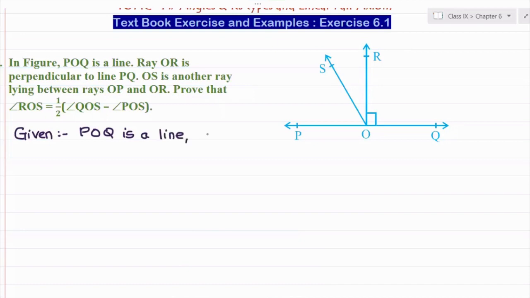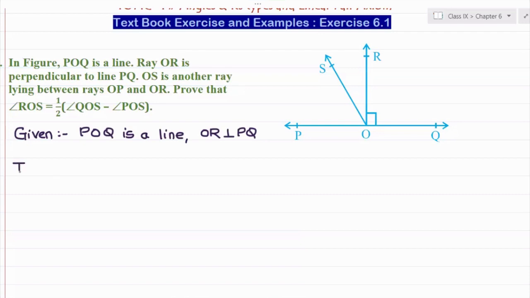One thing. Second thing, we have given that OR is perpendicular to PQ. Okay, and anything else we have given? They are saying another ray lying between OP and OR. So that is not required to mention. Basically, these two things are given to us.